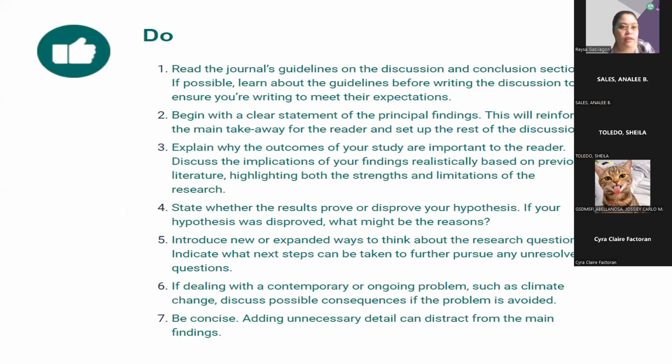Nag-okay na si Dean na ilipat yung schedule ng defense. Pero wala pang date.